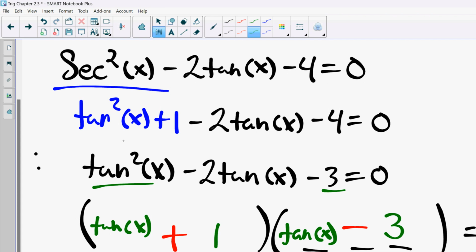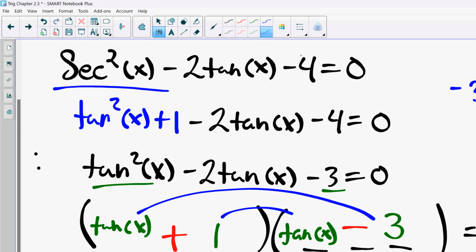So we're looking at really 1 times 3 and 1 times 1. So we would want 3 minus 1. And we can always check to make sure we do have it right. Tangent times negative 3 is negative 3 tangent. 1 times tangent is going to be plus tangent, which does give us negative 2 tangent, like we wanted.